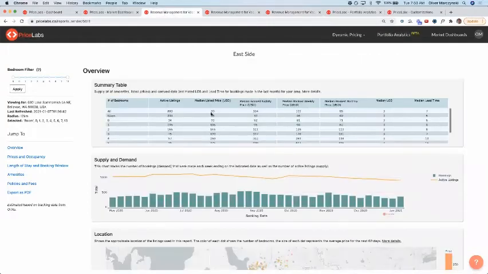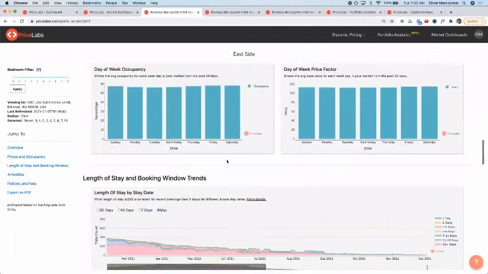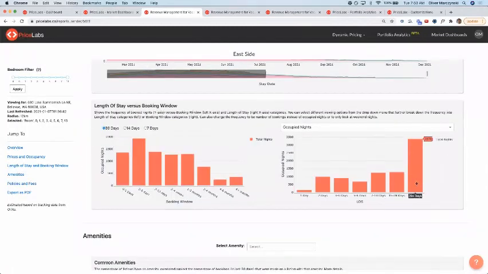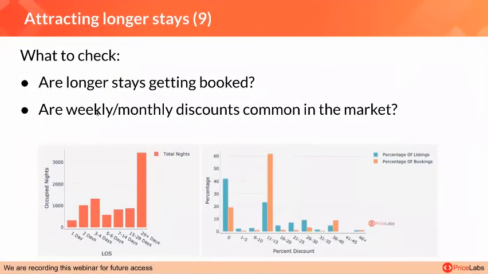I think I had a dashboard that pictured this pretty well here, where in this market, a lot of 29 plus day stays are getting booked here. So now you would really want to say, hey, there are longer stays getting booked. There is demand for these longer stays. So how can I target those? Well, the first thing to check is, are weekly and monthly discounts common in the market, since those can definitely be used to try to get a little more demand for those longer stays without discounting any shorter stays that might be coming in.